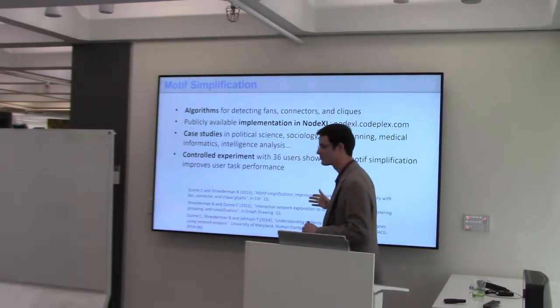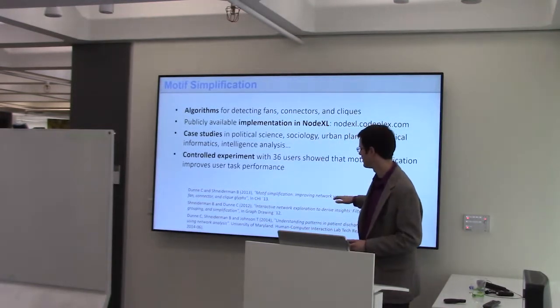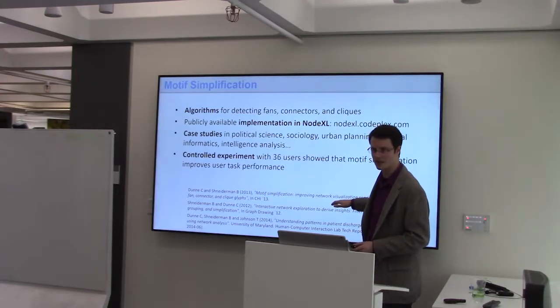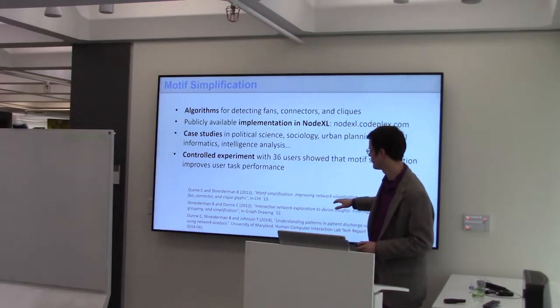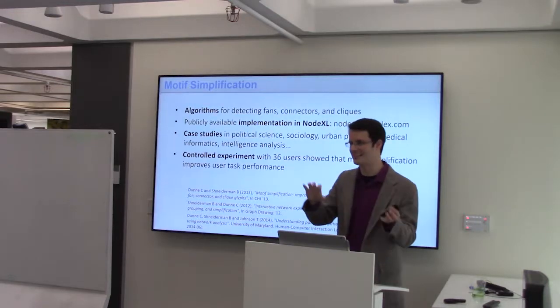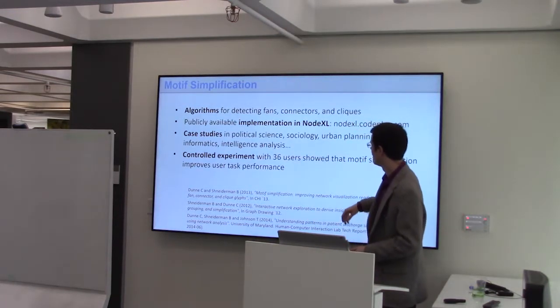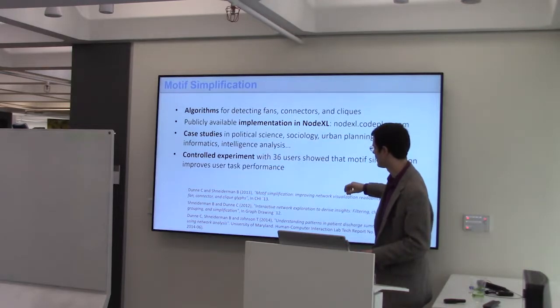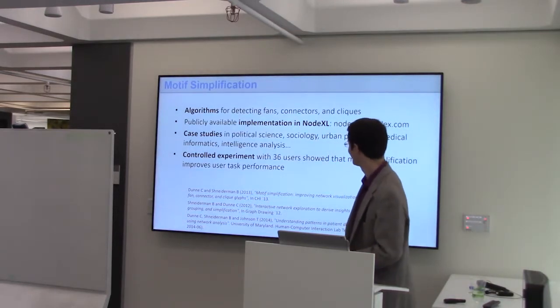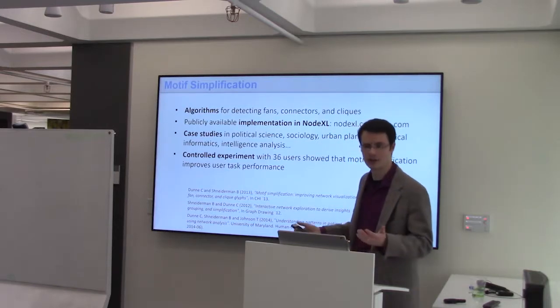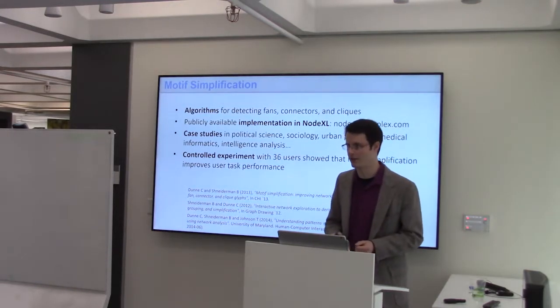So those results and many more are available in the motif simplification paper, which was in the ASIM SIGCHI conference. Also, algorithms for identifying these three different kinds of motifs are presented there. There's a bunch of case studies in that paper, as well as some of our other work that you can take a look at. And it's available in Node itself if you want to try it out and play with it with your own data.